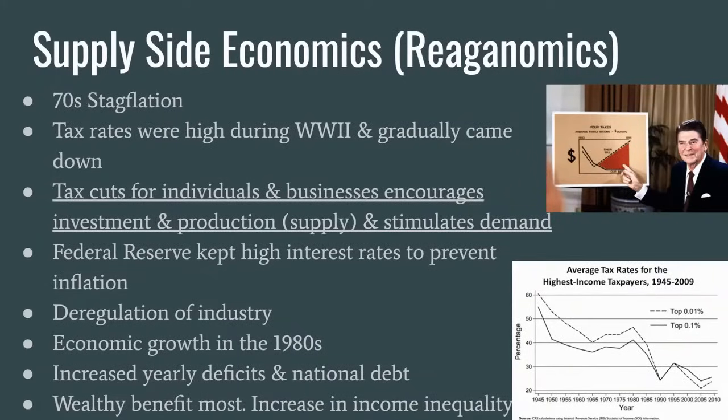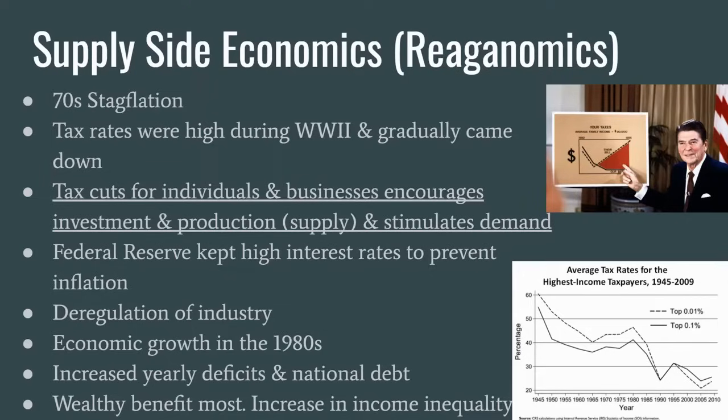If you remember back to the end of period 8, the economy was experiencing slow growth at the same time of high inflation. Reagan and his Federal Reserve Chairman, Paul Volcker, attacked the problem with supply-side economics, also called Reaganomics. The first thing Reagan targeted were income tax rates. During World War II, they were extremely high on the wealthy, and they were gradually reduced over time. But Reagan wanted them cut drastically for individuals and businesses. The thinking was that would encourage investment and production on the supply side, and less taxes on individuals would lead to increased demand and consumption. To counter possible inflationary pressures, the Federal Reserve kept high interest rates to prevent inflation.